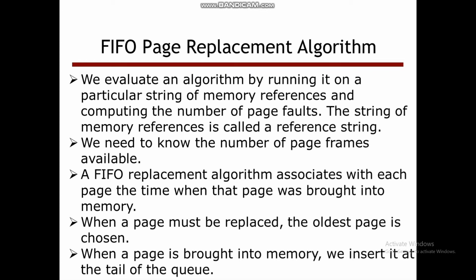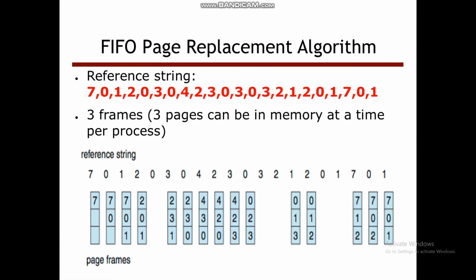When a page is brought into memory, we insert it at the tail of the queue in this FIFO page replacement algorithm, first in, first out. So when a page has to be replaced, the oldest page is chosen for the replacement. We will see how the algorithm works. So we have this reference string and we have 3 frames.